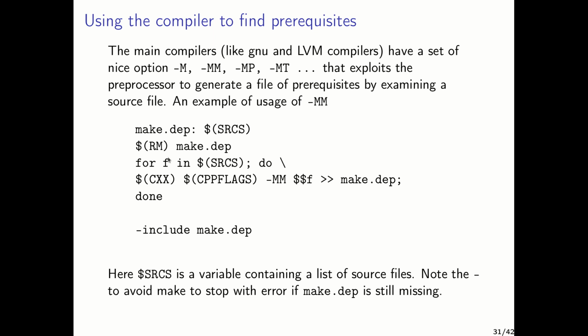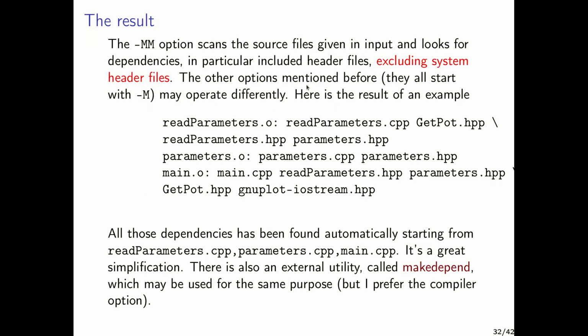So this is a for loop, and put everything in make.dep, but I'm using two arrows here, I don't know how to call them, triangular brackets, to say that it has to be appended. So every time it is appending a new rule so that it finds it in this file, make.dep, and then include make.dep. So this is an example of a file produced by that technique.